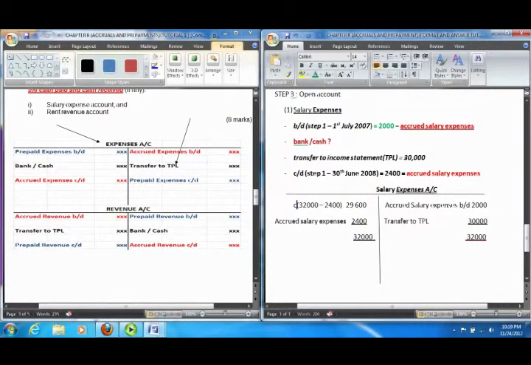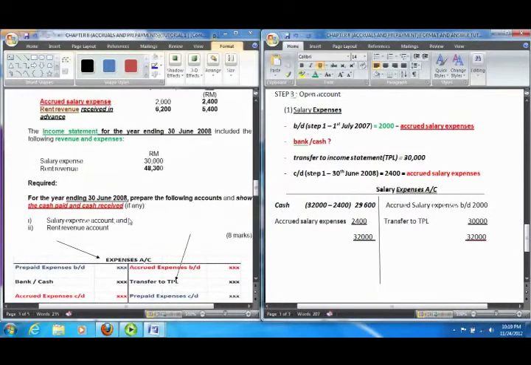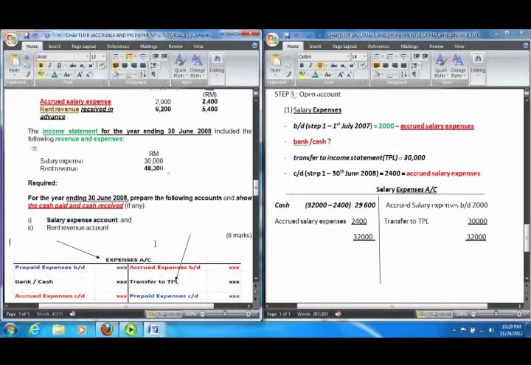Alright, so can I know what is the item that you need to put here? That is your cash. So now you get your answer. Is this cash paid or received? It is cash paid because it's an expenses. So we have answered the first question, salary expenses. Alright, class. This is cash paid, alright? Okay, so I repeat, class.